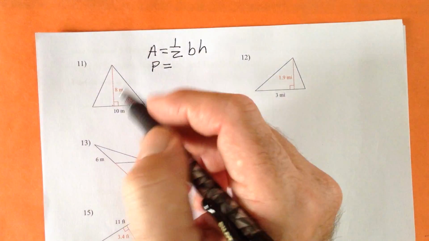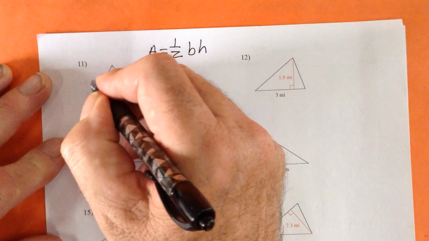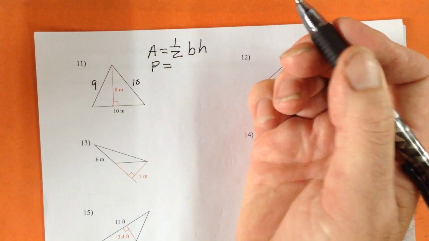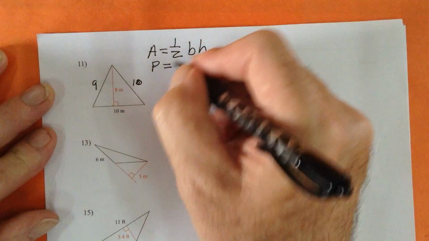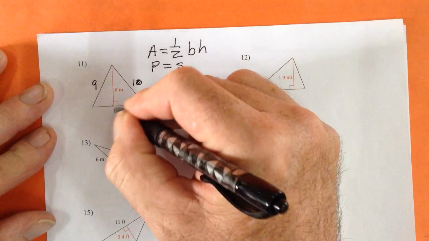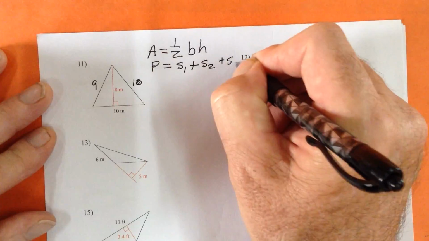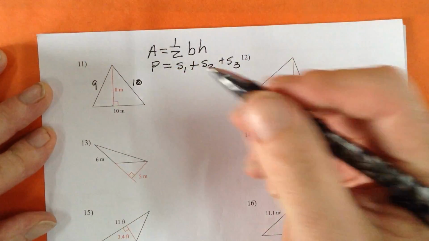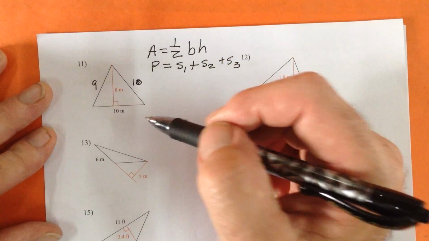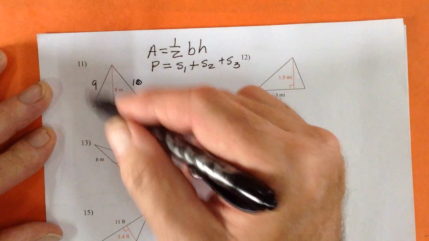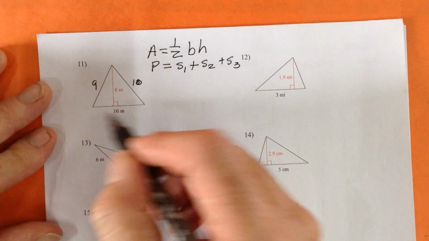So here, let's pretend that this side is actually 10 and this side is 9. That's not their actual sides, but let's pretend that's what they are. So here they have the formula. You take S1 plus S2 plus S3. You're just adding up all the sides. Just like you do with the square, you add up all the sides. Rectangle, you add up the sides. And parallelogram, you add up all the sides. Okay?